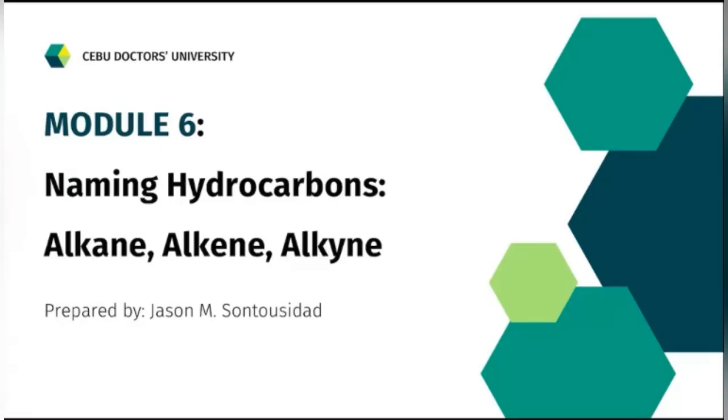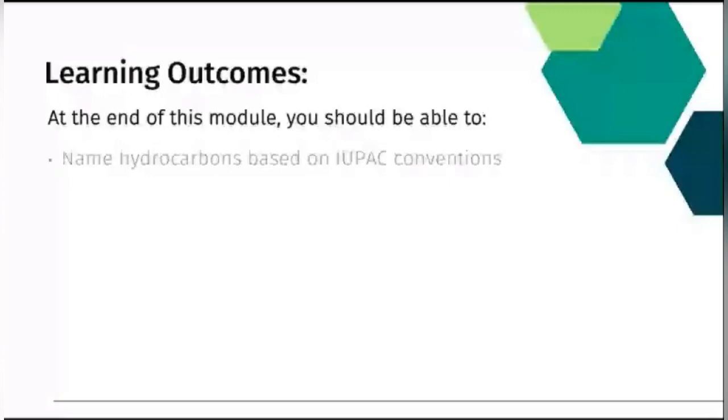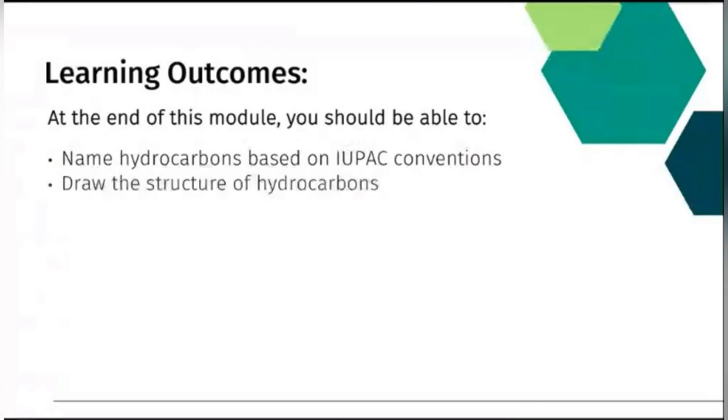Hello, everyone. We are now on our module 6, naming hydrocarbons, specifically alkanes, alkenes, and alkynes. For this lesson, we'll be naming hydrocarbons based on IUPAC conventions. So we should be able to draw the structures of hydrocarbons. To name hydrocarbons, we should know the root words and the suffixes that will represent the type of hydrocarbon.